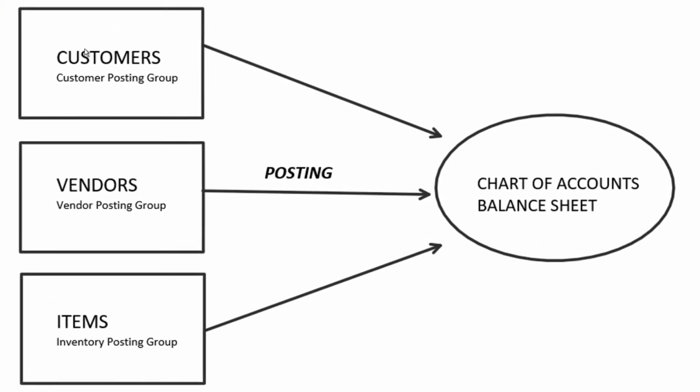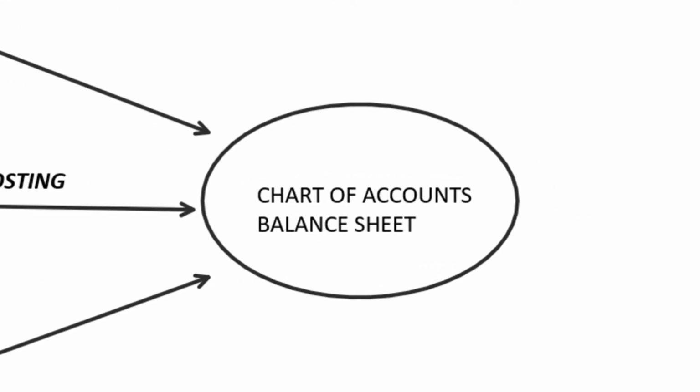So here, for example, we have the customers and vendors and items, and all of them have posting groups that behave similarly and start with the name of the entity. So you have customer posting group, vendor posting group, and inventory posting group. Those are meant to direct the posting of the particular entity to the balance sheet. There are other reasons for these posting groups, but the main reason is to post a balance sheet entry. Now, what is a balance sheet entry? A balance sheet entry has to do with assets and liabilities.